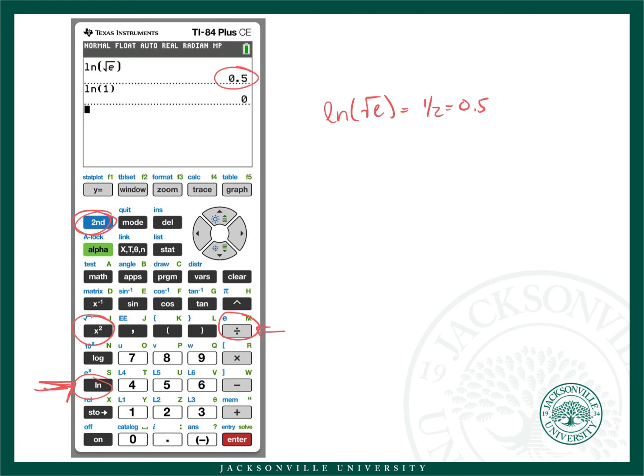And we can do the same thing to double check and see what the natural log of 1 is. So again, on your calculator, you would just press the natural log button, and then press 1, and then press enter, and you'll see that it equals 0. So the natural log of 1 equals 0.